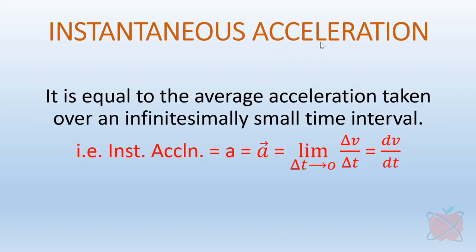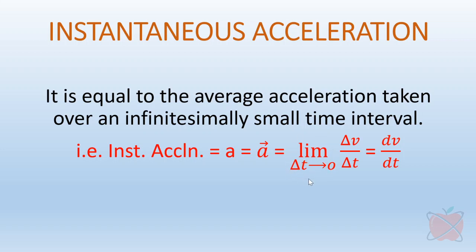And instantaneous acceleration, what is it? It is equal to the average acceleration taken over an infinitesimally small time interval. Just like before, when we discussed the instantaneous velocity, we use this term: taken over an infinitesimally small time interval. How do we write this mathematically? We write it by introducing the limit. The limit here, delta t tending to 0, means that the time interval is infinitesimally small.